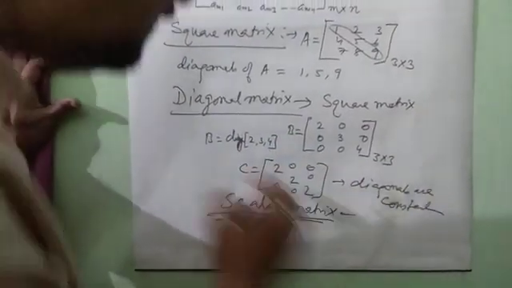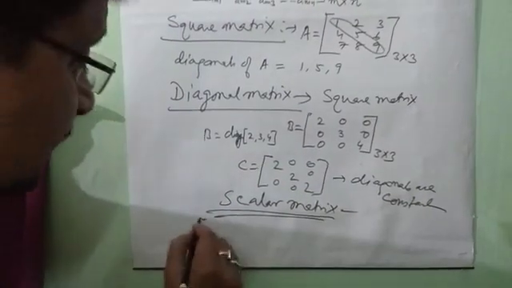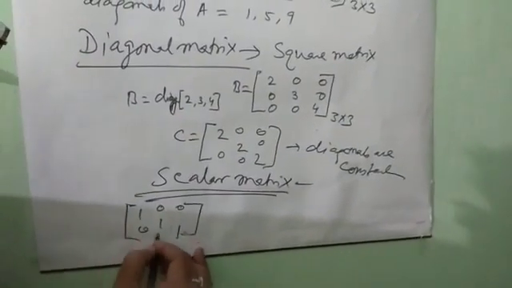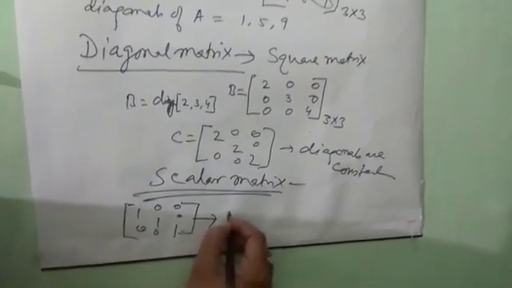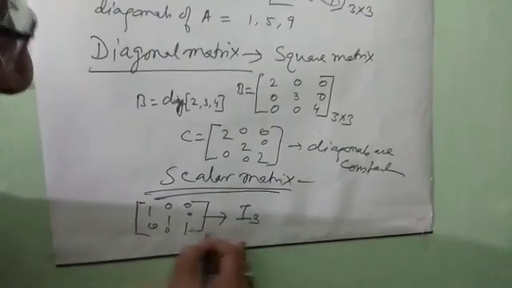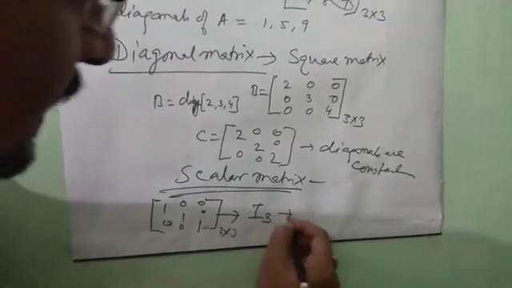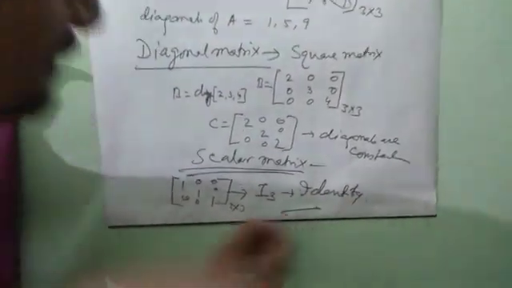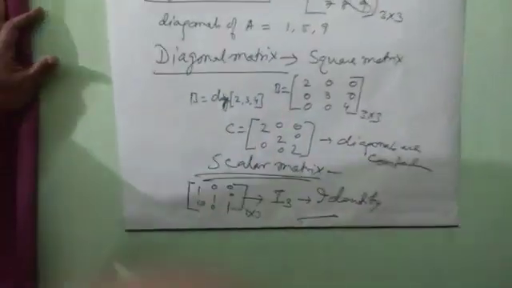And in the scalar matrix, when the diagonal elements are the same and they are 1, 1 and 1 only, that means it will look like this, then it is called the identity matrix. This is I3, 3 by 3. So I3 is called the identity or unit matrix. So these are the basic things about the different matrices.